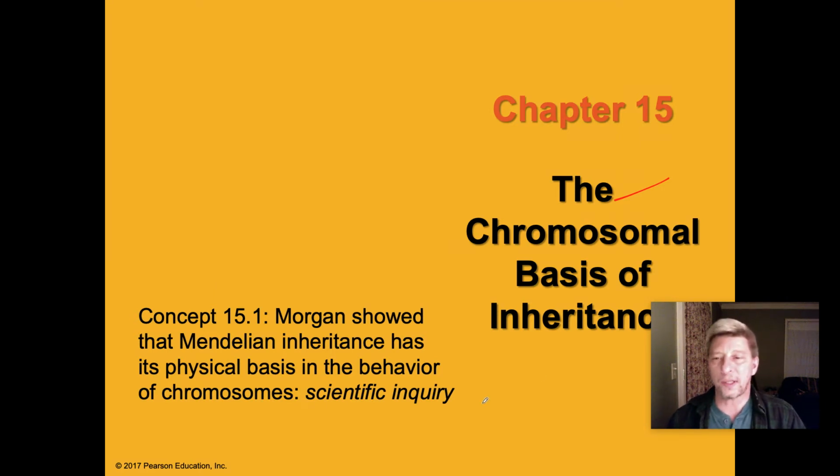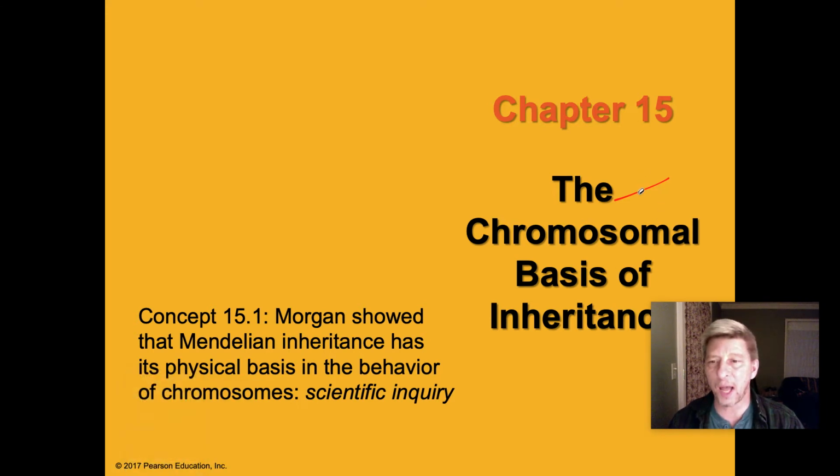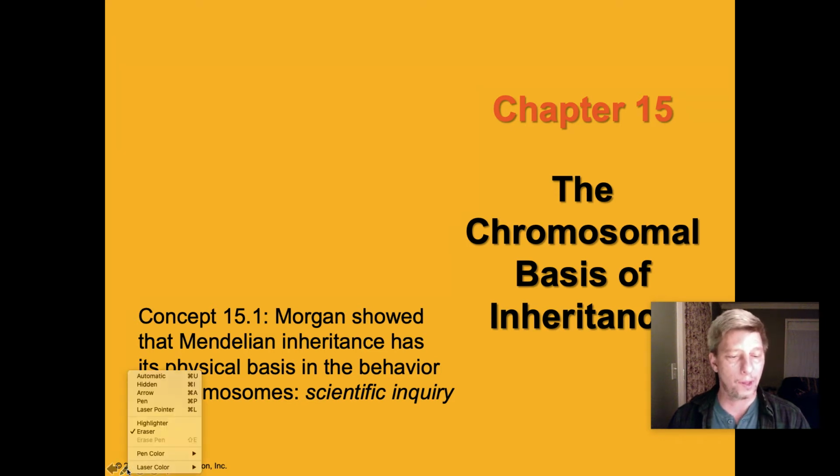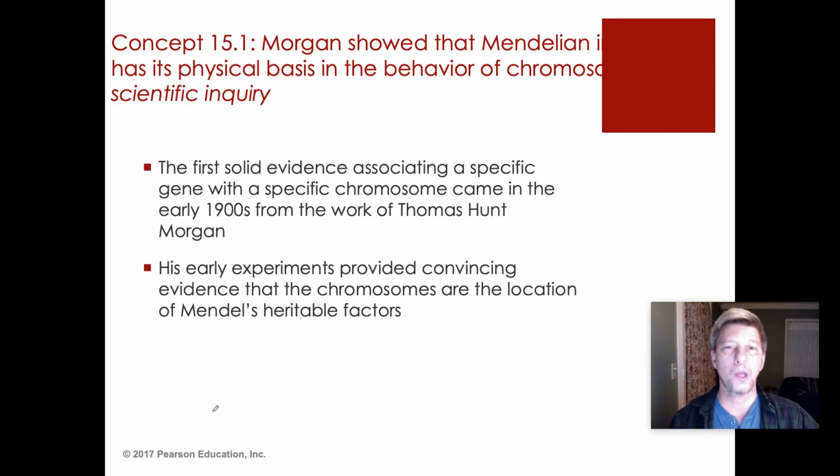So who was it that actually came up with the idea for all of this? The answer is a guy by the name of Morgan. In the early 1900s, Thomas Morgan did a great deal of work that eventually led to the conclusion that chromosomes were the physical basis of inheritance. All right. So how did he do this?